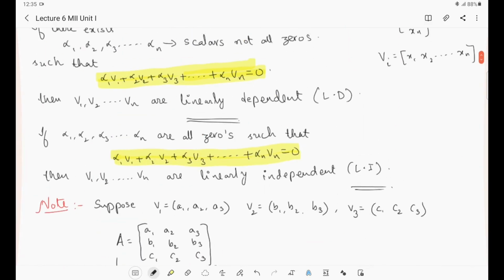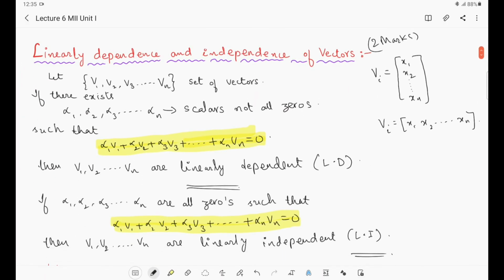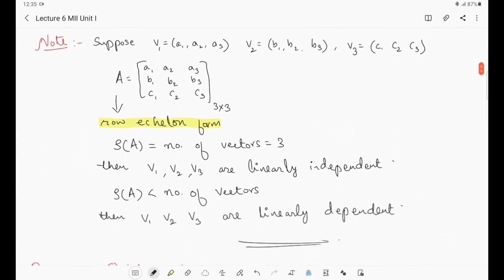We started this class with the definition of linearly dependent and independent vectors, right? A set of vectors v1, v2, v3, vn is said to be linearly dependent if we are able to find the scalars alpha 1, alpha 2, alpha 3, alpha n, which are not all zeros, such that this linear combination equal to 0 is possible, right? On the other hand, these vectors are said to be linearly independent if we are not able to find any non-zero scalars. All the scalars must be 0 to write this linear combination equal to 0. Then the vectors are said to be linearly independent. This is the formal definition.